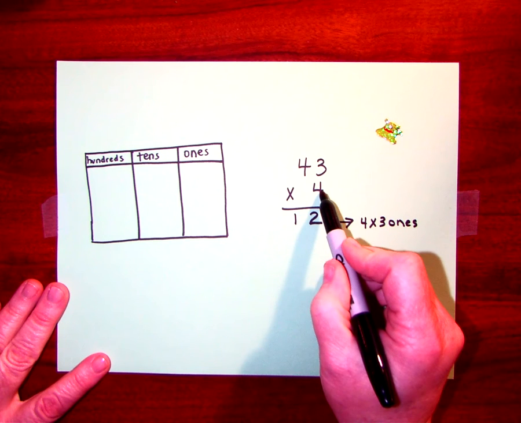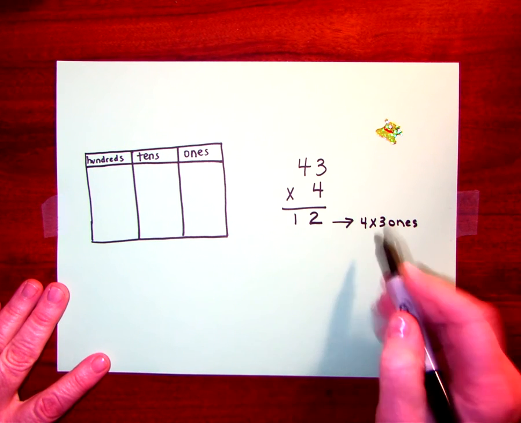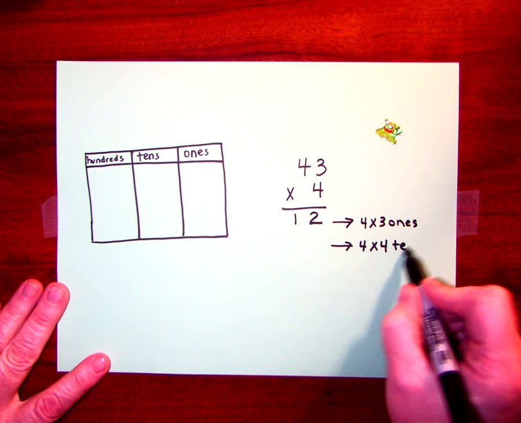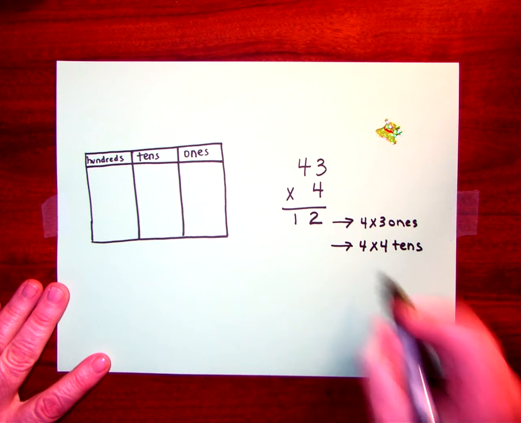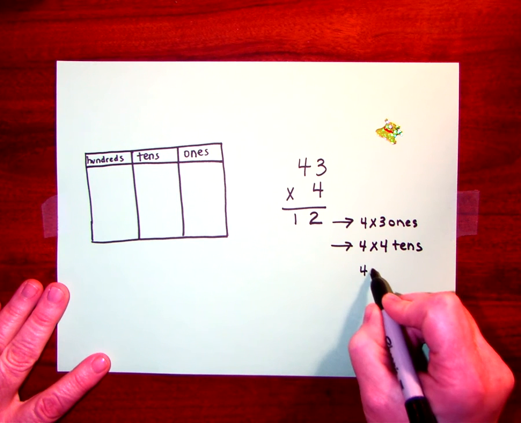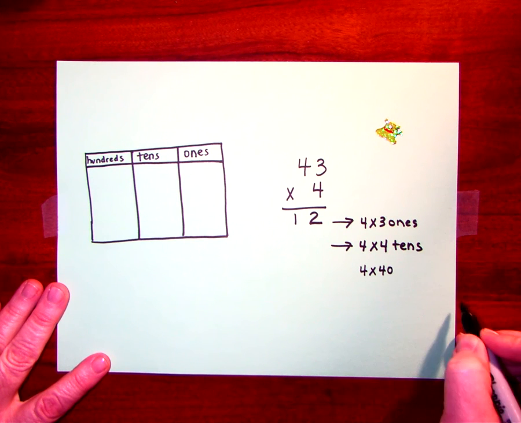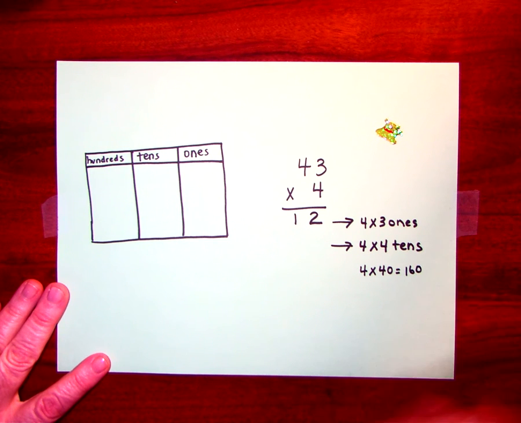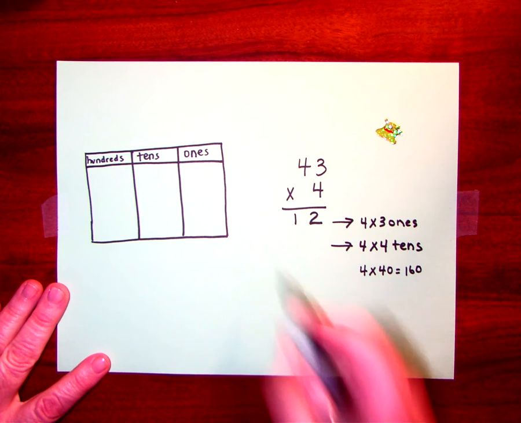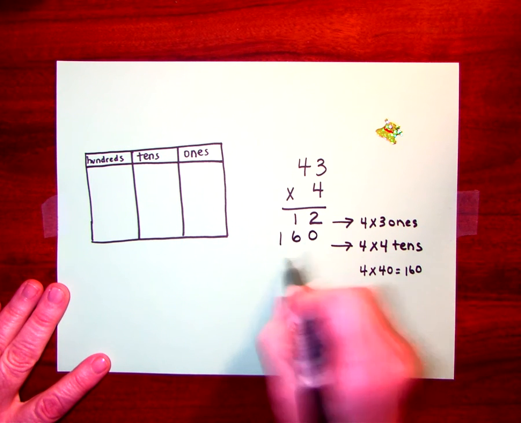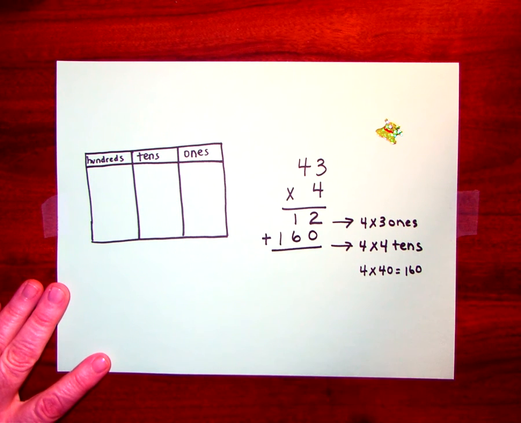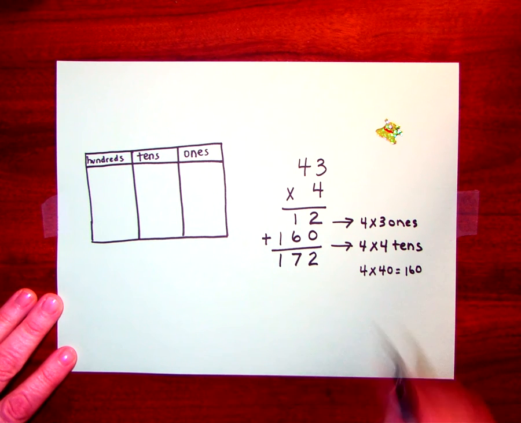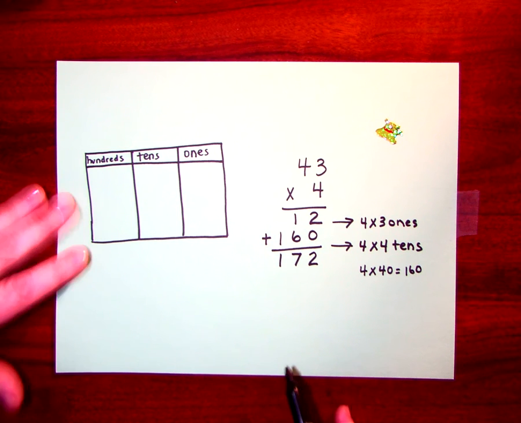Now I'm going to multiply 4 times 4, but it's not really 4 times 4, it's 4 times 4 tens, which makes a big difference. Because now I'm thinking in my head that that's really 4 times 40. Which I know is 4 times 4 is 16, plus a 0 is 160. I need to set that up appropriately in the right places. And just like in the previous problem, I'll now add to get 172.